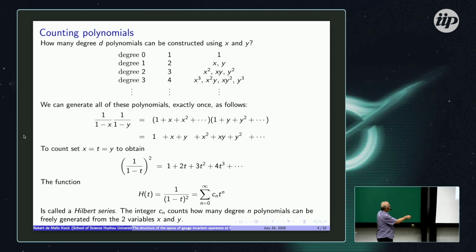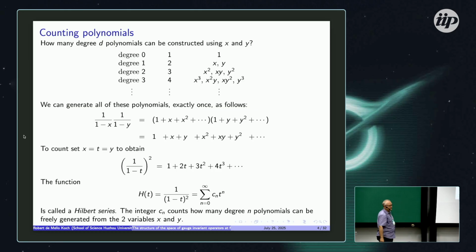Well, I can take 1 over 1 minus x times 1 over 1 minus y, expand each of those factors, and then multiply the two brackets. And what you notice here, I am generating exactly all of the polynomials that I listed, and I'm generating each of them with a coefficient of 1. So if I now set x equal to y equal to t, what I learn is, from this expansion over here, the coefficient of t to the n counts how many degree n polynomials I have. So at degree 3, I had 4 polynomials, and here I've got a 4t cubed.